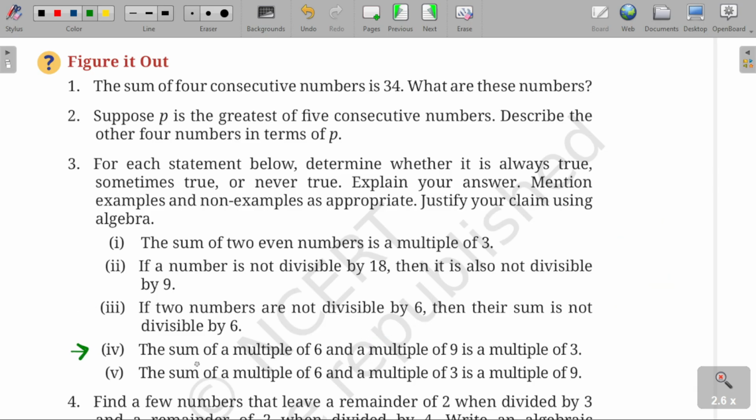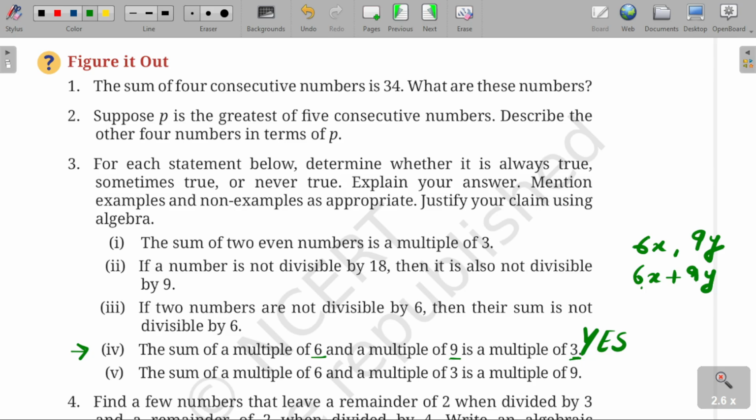Part 4. The sum of a multiple of 6 and a multiple of 9 is a multiple of 3. The sum of multiple of 6 and multiple of 9. So this is a big yes because it is done yesterday also. Multiple of 6 and multiple of 9. I'm taking it in algebraic form. Multiple of 6 say 6x and multiple of 9 say 9y. And their sum 6x plus 9y.